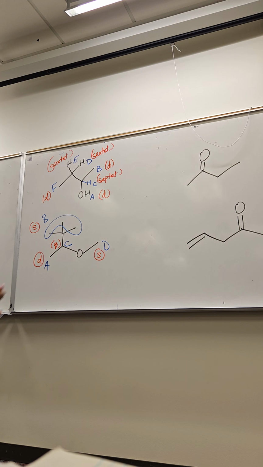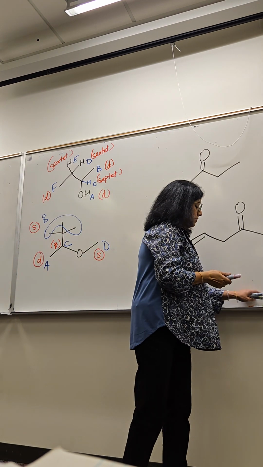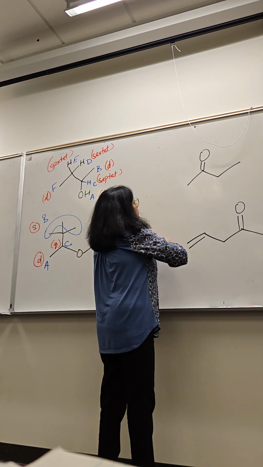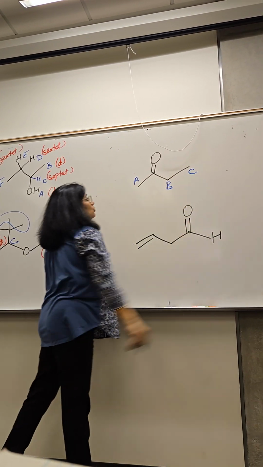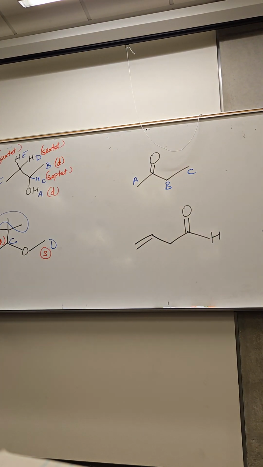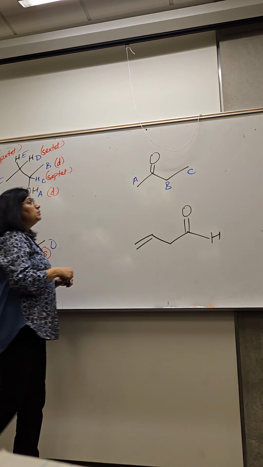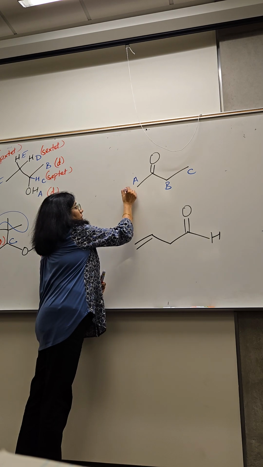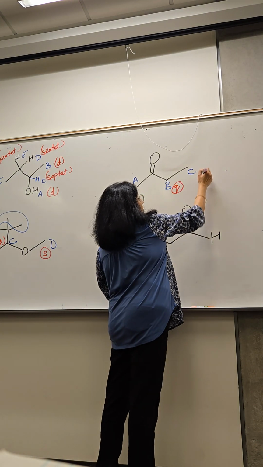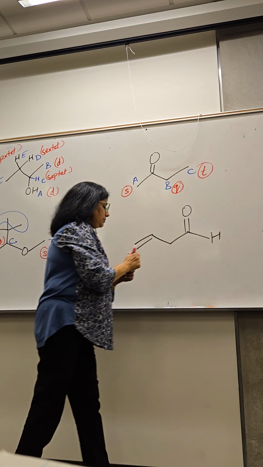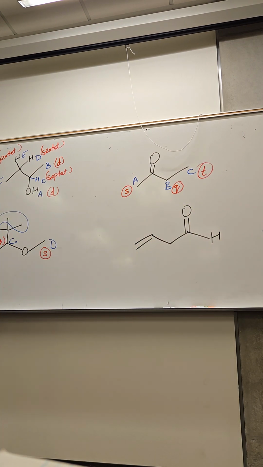Okay, next one, how many signals? I heard 3. Those two methyls are not the same. There's no symmetry in this molecule. Okay, multiplicity for A. Singlet. How about B? How about C? Triplet. Why the question mark at the end? Good. Everybody okay? Yes.